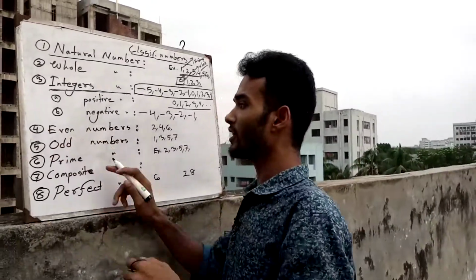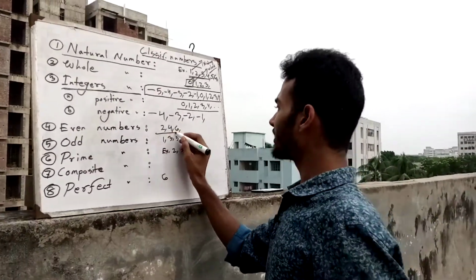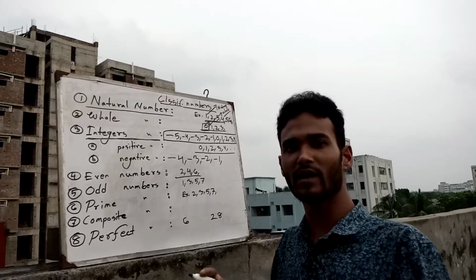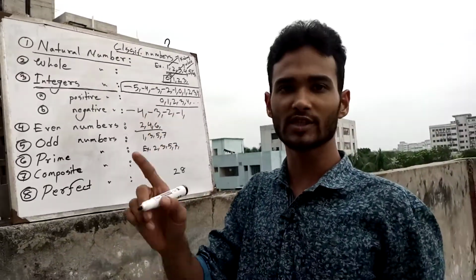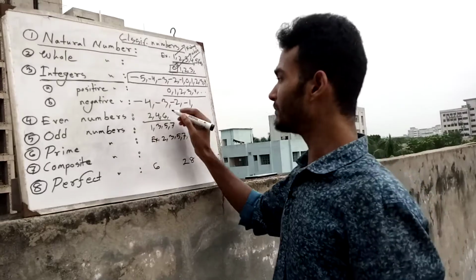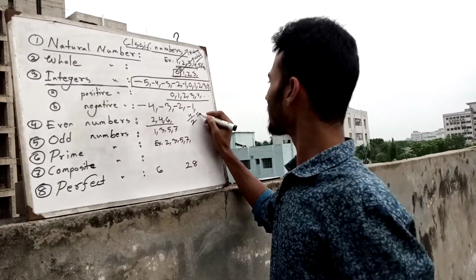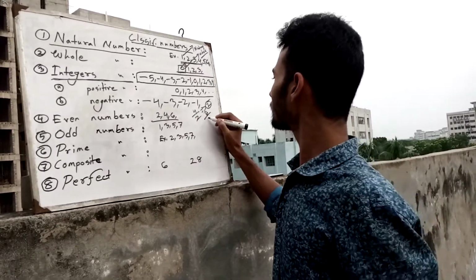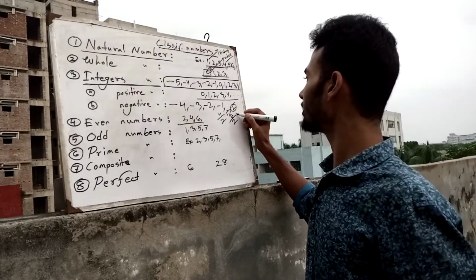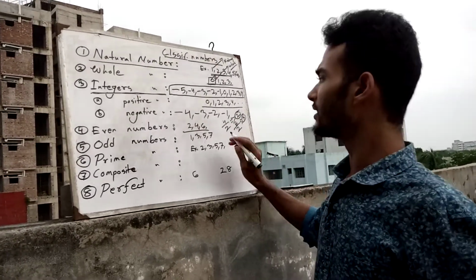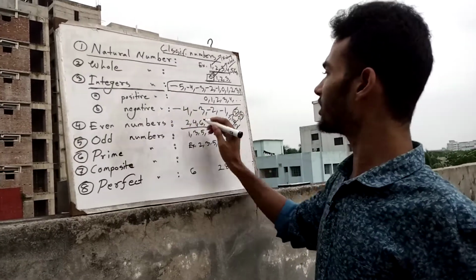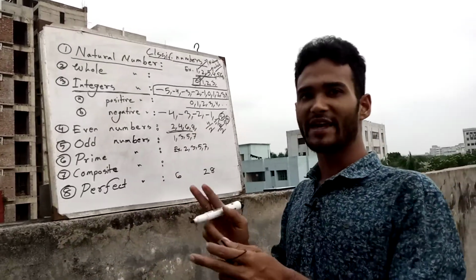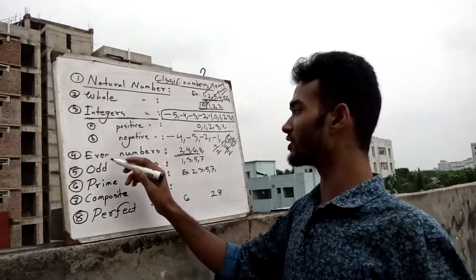Then go for the fourth type, even numbers. An even number is a counting number that is divisible by 2. Here 4 can be divided by 2 and the result is 2. Then 6 divided by 2 gives 3. That is why these are all even numbers: 2, 4, 6, 8, starting from 2 and moving by adding 2.